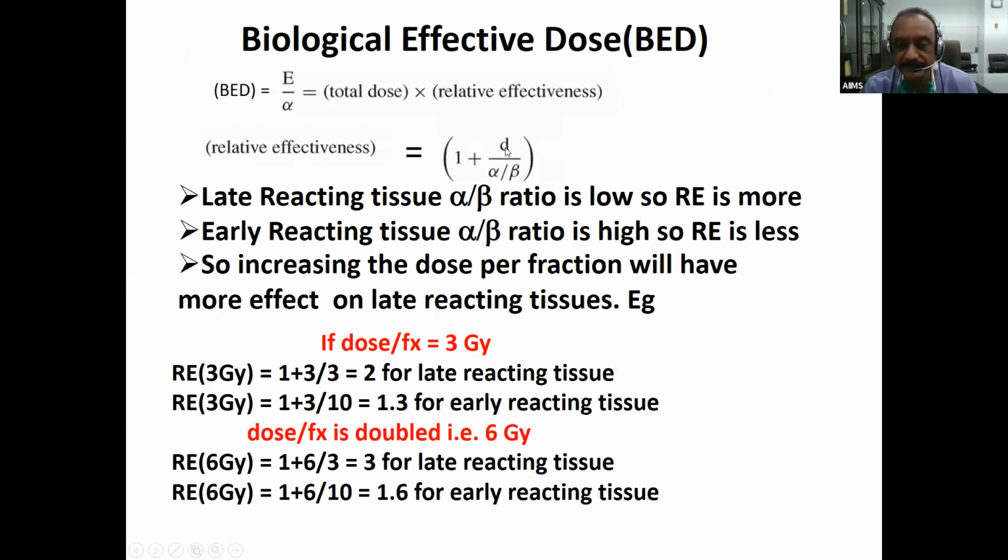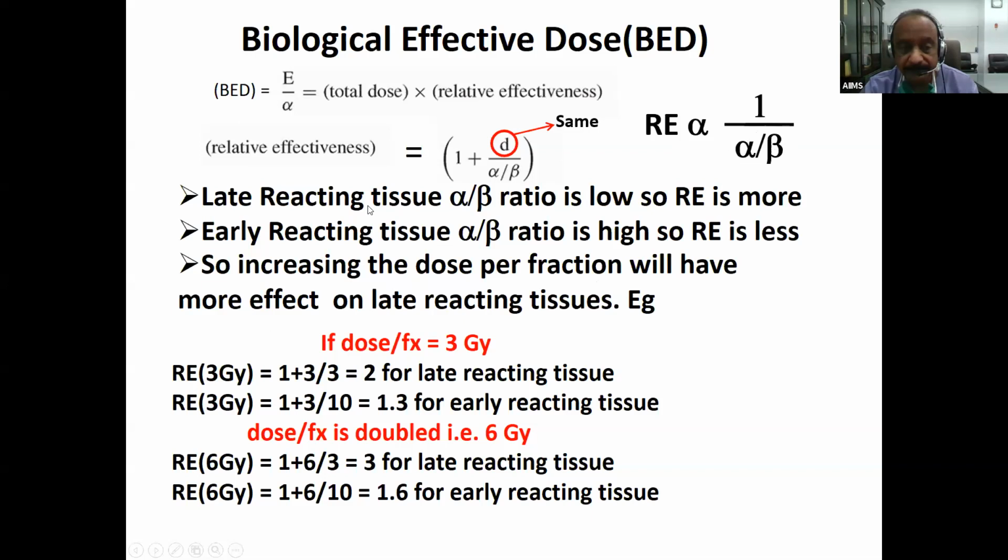If dose per fraction is the same, then relative effectiveness will be inversely proportional to the alpha beta ratio, which means that the relative effectiveness of this dose will be more for tissue having a low alpha beta ratio, which means that late reacting tissue will have more relative effectiveness as compared to early reacting tissue. And that is why, the same message, when you increase the dose per fraction, it will have more damaging effect on late reacting tissue. So I will just again show you by some mathematics. Suppose dose per fraction is 3 gray.